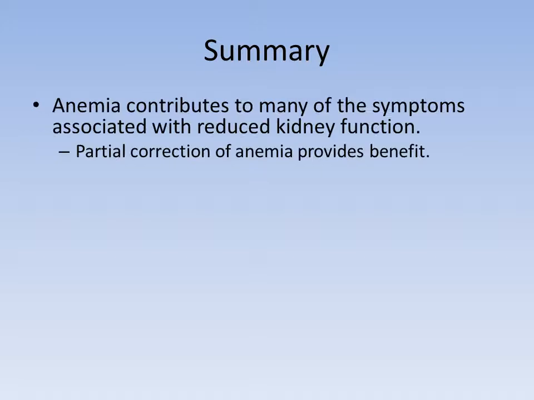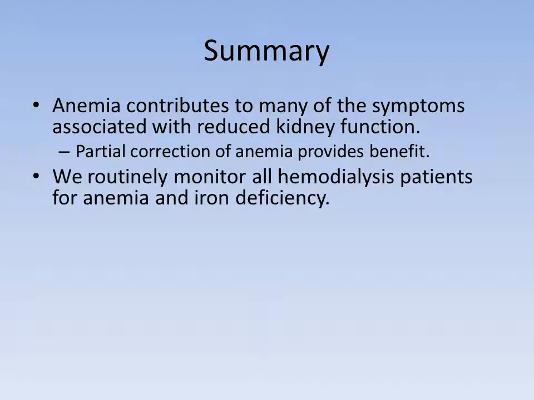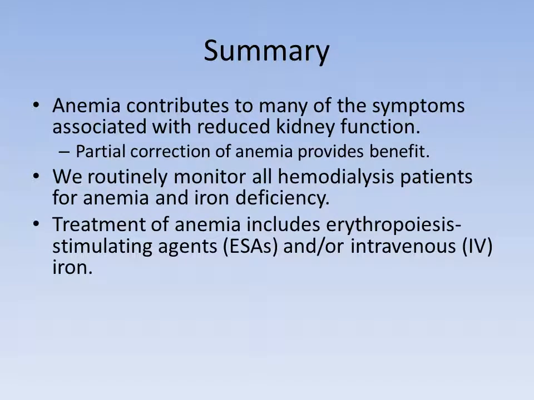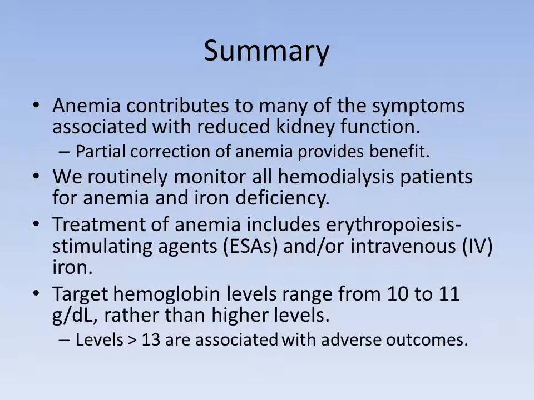Okay, so in summary, anemia contributes to many of the symptoms associated with reduced kidney function. Partial correction of anemia provides some benefit. So we routinely monitor all dialysis patients for anemia and iron deficiency. We check their hemoglobin at least monthly, sometimes more often. We treat anemia with erythropoiesis-stimulating agents and/or intravenous iron. And again, the target hemoglobin is ideally between 10 and 11; we know that above 13 is associated with adverse outcomes.